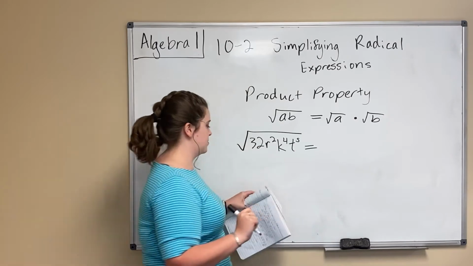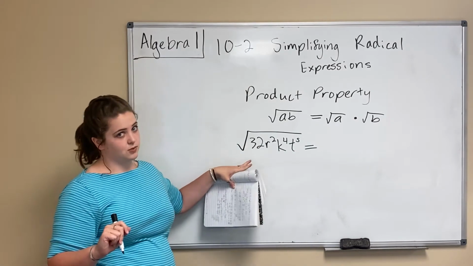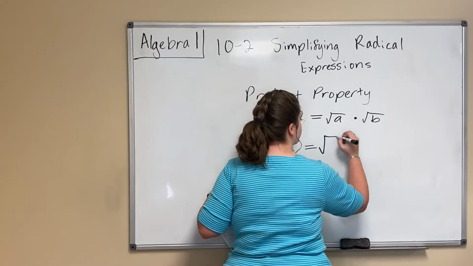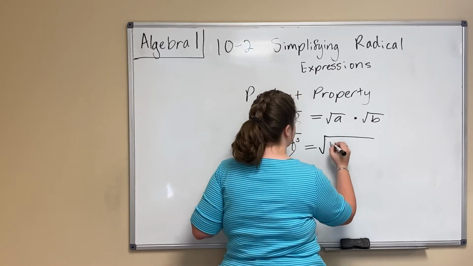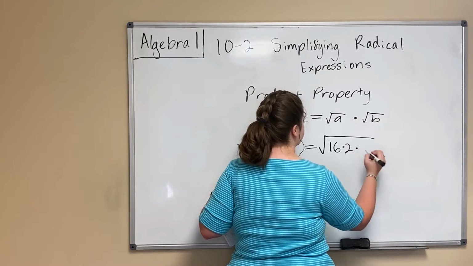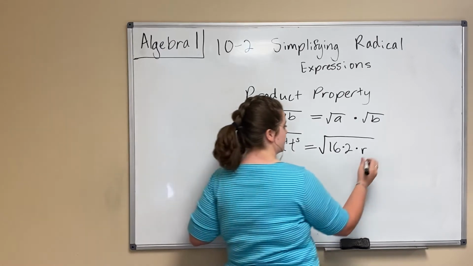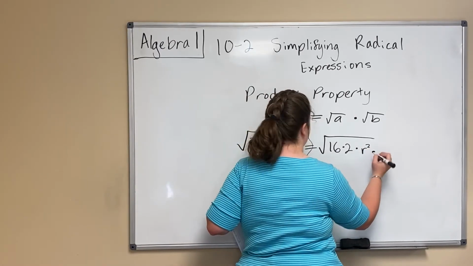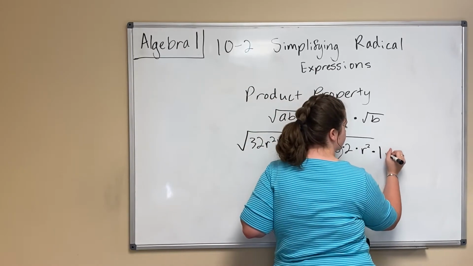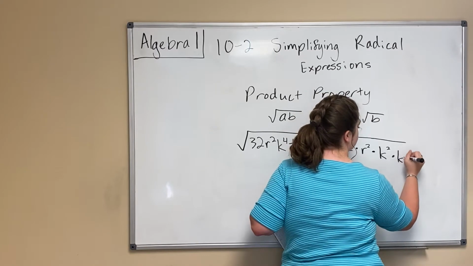So when I split this up, what I'm actually going to do is split 32 into 2 times 16, because we know that 16 is a perfect square, right? So I'm going to do the square root, splitting it into its factors, of 16 times 2 times r squared, which is a perfect square, so I'm going to leave that r squared, times k to the fourth. I'm going to split k to the fourth into k squared times k squared.